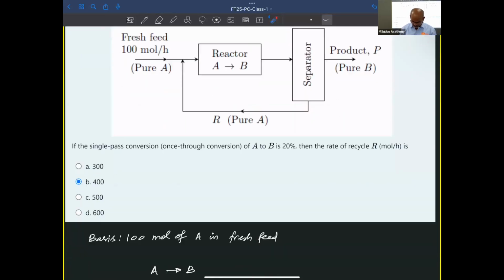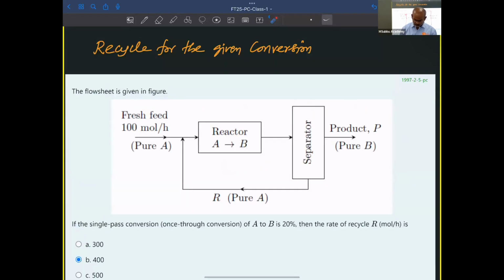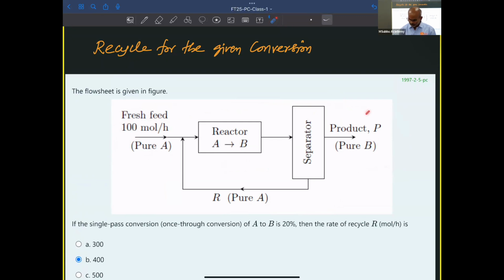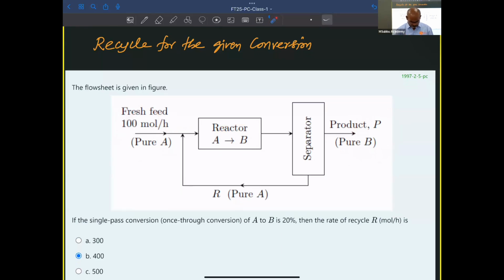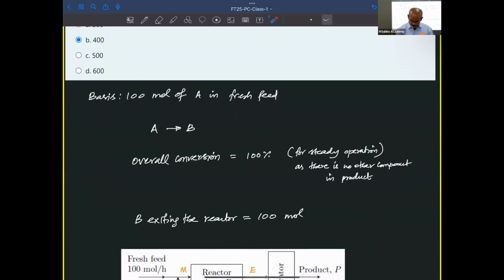That is simple data you can easily say, because the overall boundary says whatever is entering is leaving. Of course, A is turning to B. No A is leaving out, which means all the A has been consumed and turned into product. So whatever 100 moles enter, it is leaving as 100 moles of B, because the stoichiometry is 1 giving rise to 1. That is one thing, but what is needed is to find this recycle amount.